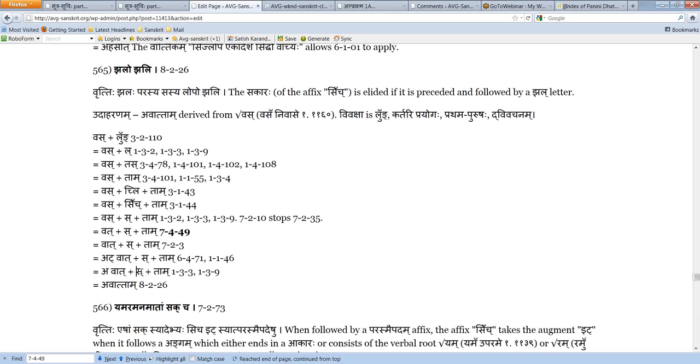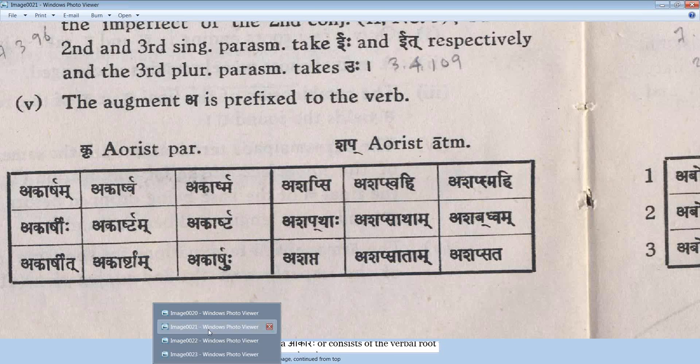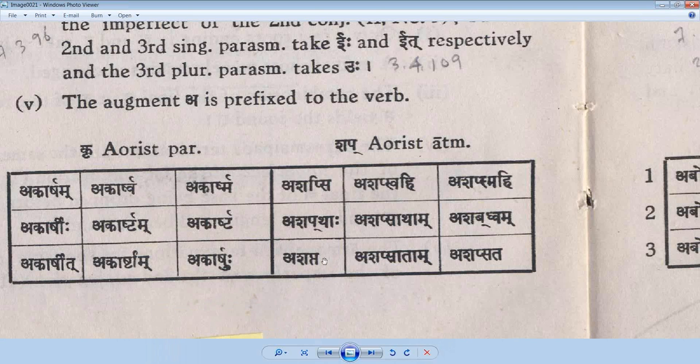So we have the Sakara of Sich sandwiched between two Jhal letters, the Takara of Tam and the Takara of the Dhatu. So it becomes Avattam. And we already used this form in this book, in the prior page, in the form Ashapta, and so on. Okay, now we are going to go to the next form.